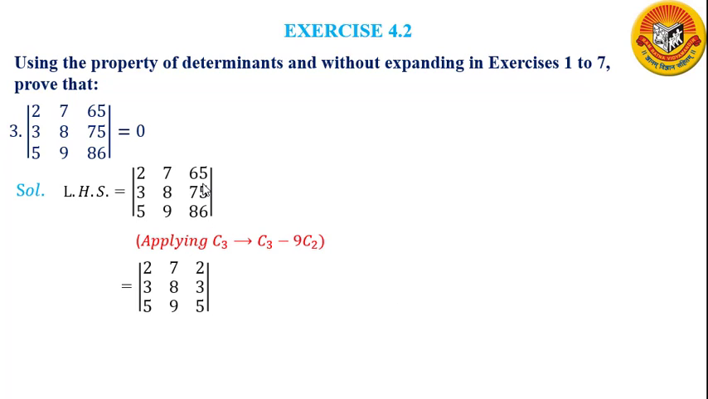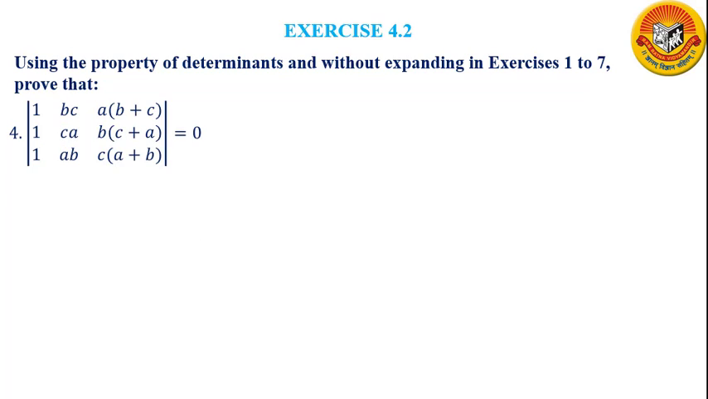What you will get? 65 minus 9 times 7, 63, you will get 2. 75 minus 9 times 8, that is 72, you will get 3. And 86 minus 9 9s, that is 81, you will get 5. Now check whether you are getting any two rows or any two columns identical. Yes, I am getting C1 and C3 identical. So my answer is 0. Therefore left hand side and right hand side are equal, and I have proved this equal to 0 using the properties of determinant.